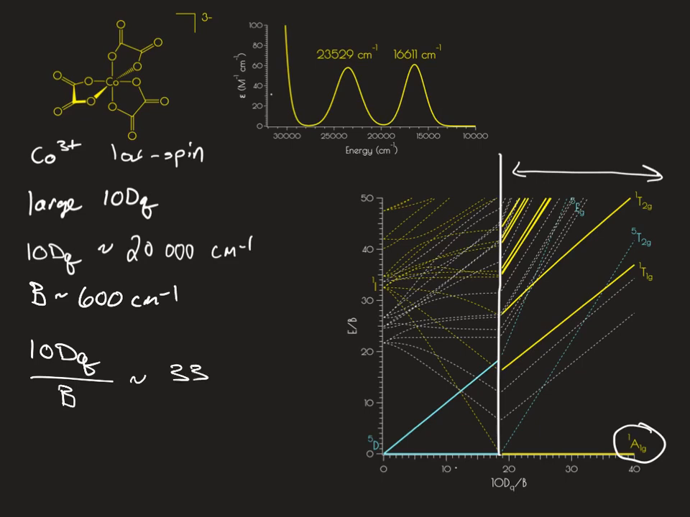So our initial guess is going to originate from this point right over here, and we're going to be looking at these transitions from that singlet A1g up into the singlet T1g and the singlet A1g further up into the singlet T2g state.